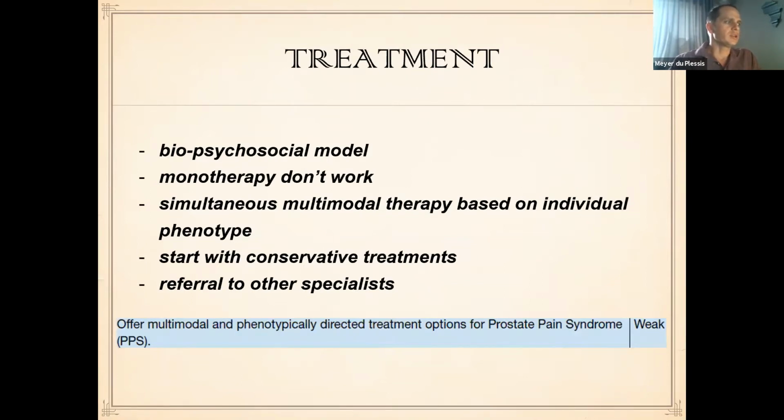So treatment, from the EAU, there's a weak recommendation, but it's still a recommendation that you must offer a multimodal and phenotypically directed treatment for prostate pain syndrome. So when you approach this patient, you should always approach them with a biopsychosocial model, treat the patient and not only the disease, remember that monotherapy doesn't work and therefore treat them multimodal, and first start with conservative treatment and then progress to more invasive treatments. And then always important to refer to other specialties.